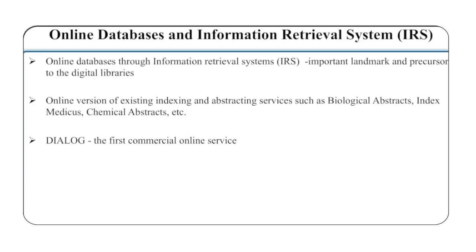Dialog became the first commercial online service in 1972. By 1975, there were 300 publicly available online databases. By 1988, 3,893 online databases were available from 1,723 database producers and 506 online services.